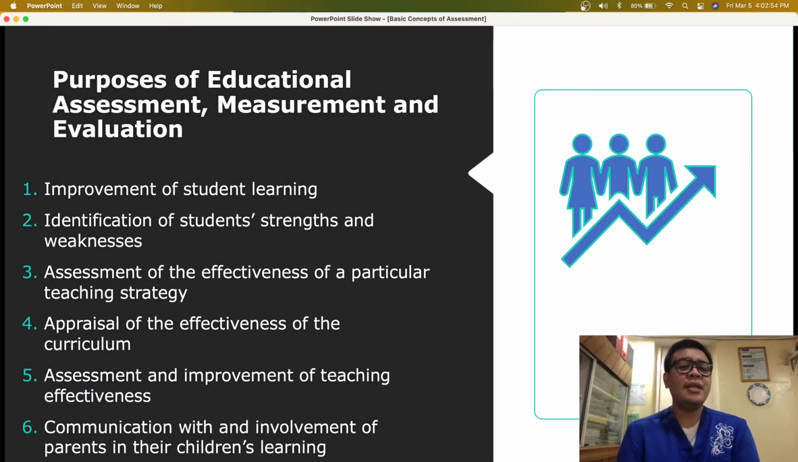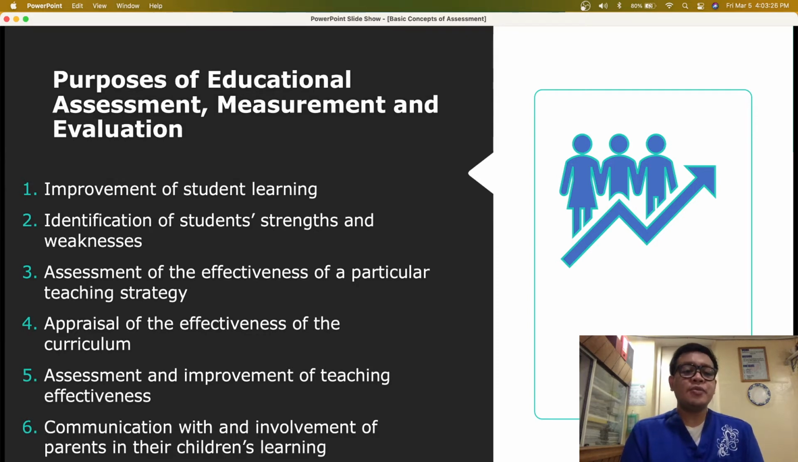First, it improves student learning. It's because we are making sure that our students are making the right progress. Second, identification of students' strengths and weaknesses. It's very important that as early as that particular stage, students are able to identify their strengths and weaknesses in order for them to know if they are doing well or if there are things that they have to enhance. Third, assessment of the effectiveness of a particular teaching strategy.